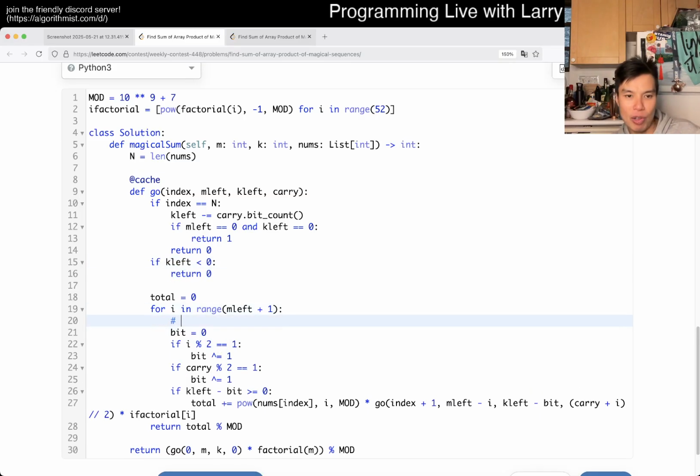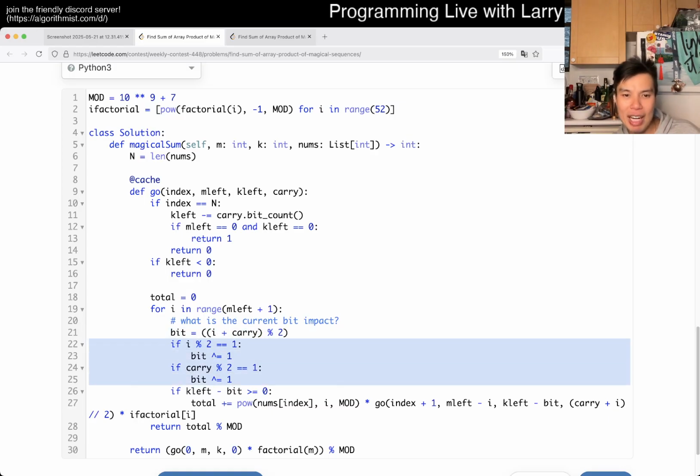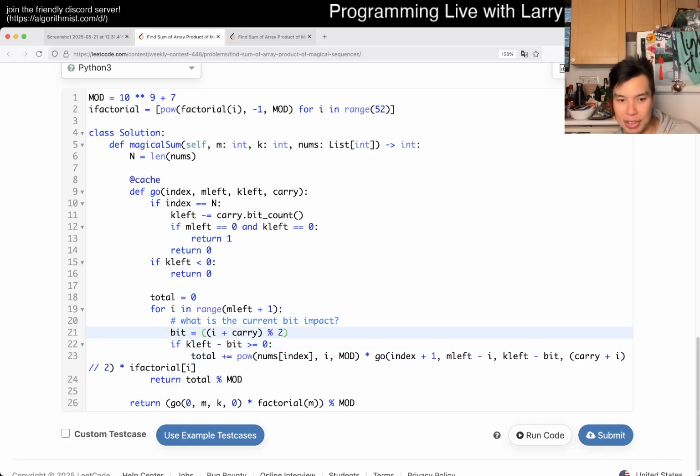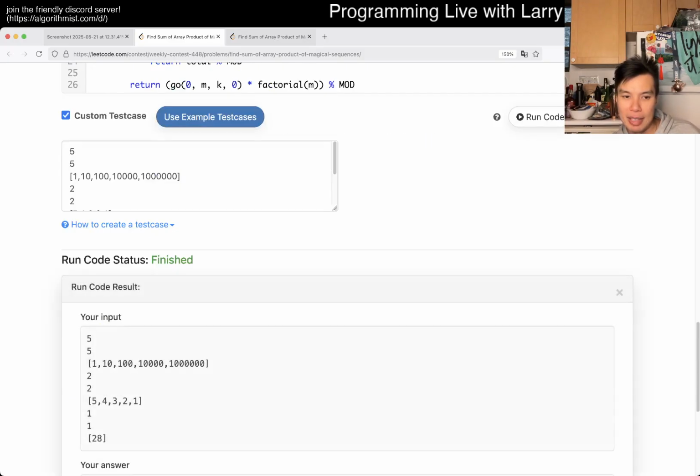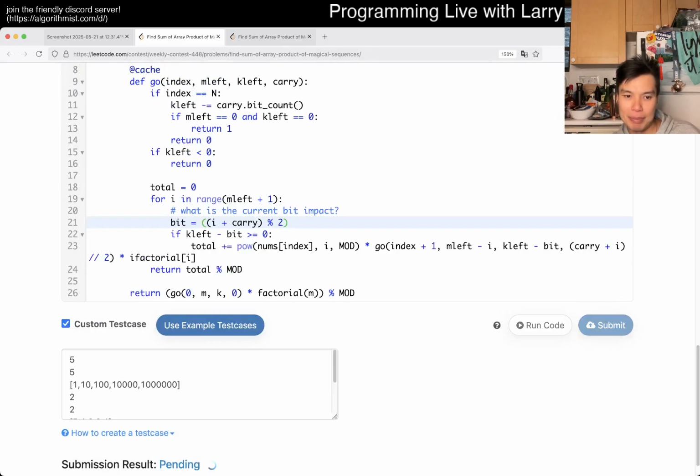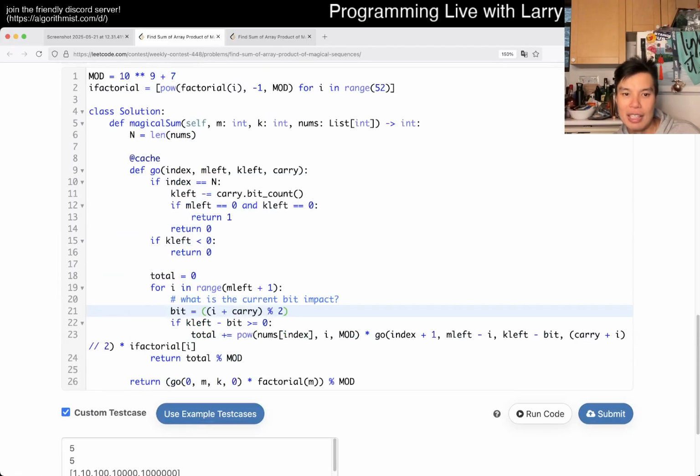So this is the current bit impact, right? You can write this as equal to (i mod 2 plus carry mod 2) mod 2, or maybe even just (i plus carry) mod 2, I suppose. The reason why this is the case is that it is very much similar to adding binary numbers, right? Hopefully this is still right. Okay, yeah, it's just adding binary numbers.